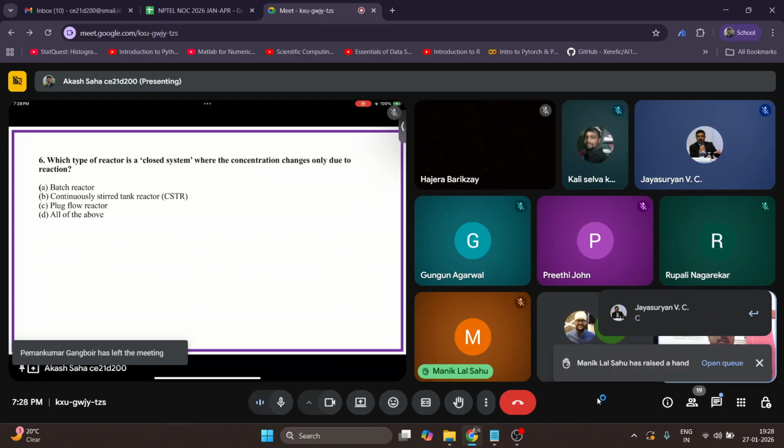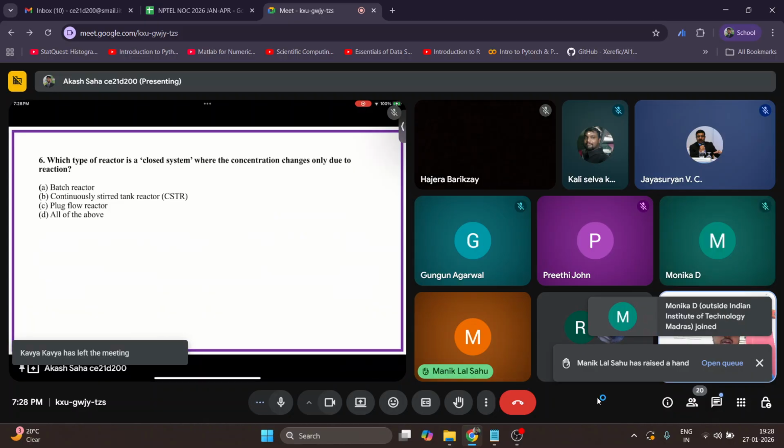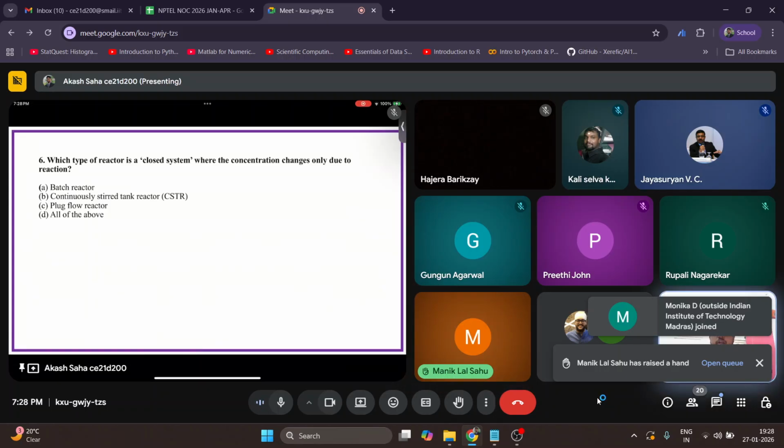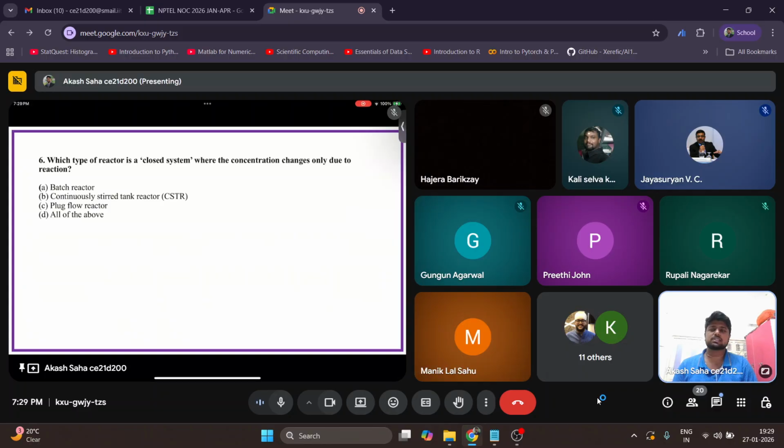Mr. Maniklal Sahu, you want to say something? Sir, I think these are the anaerobic system. No, here we are not talking about aerobic or anaerobic systems. It is a different type of reactors. So we have basically a batch reactor, a CSTR, and a plug flow reactor. We'll discuss these things in more detail in the upcoming classes.